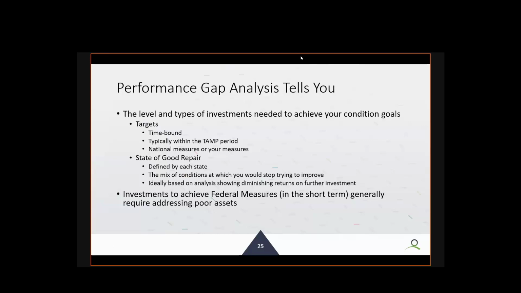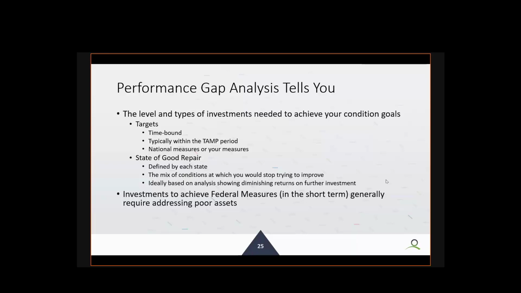So from the performance gap, you get information on your targets. If you can align the performance gap analysis with your target setting, that's ideal, because that really allows you to say, this is where we are, this is where we want to be, this is where we think we will be, and you can set your targets so that they're achievable. That's not always possible. But your targets typically are going to be your 2- and 4-year targets you're going to set, and possibly a 10-year target. They're all going to be typically time-bound and within the time period of the TAMP.